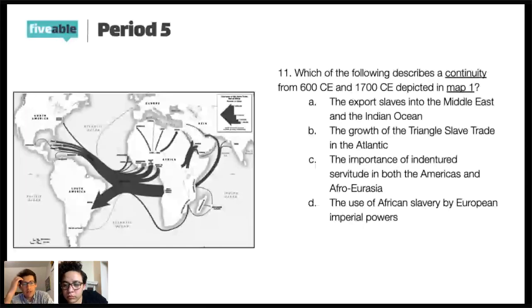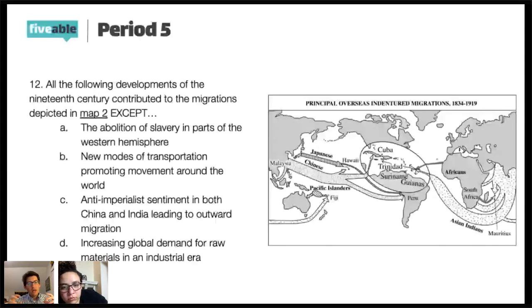So let's take a look at question 12. And this is shifting our attention to map 2. And I think these maps are grouped together mainly because we have one looking at slavery, one looking at indentured servitude, although 2 different time periods. So all the following developments in the 19th century contributed to the migrations depicted in map 2, except the dreaded except question. These will get you if you don't read every word of the question. So go ahead and put what you think it is in the chart, keeping in mind that 3 of these contributed to migrations depicted here, and 1 of them did not.